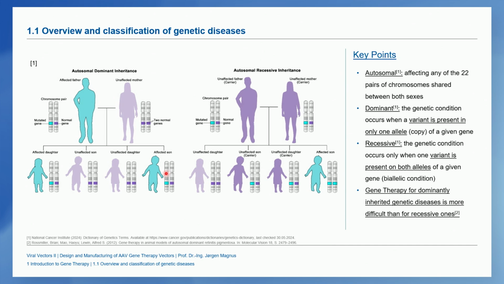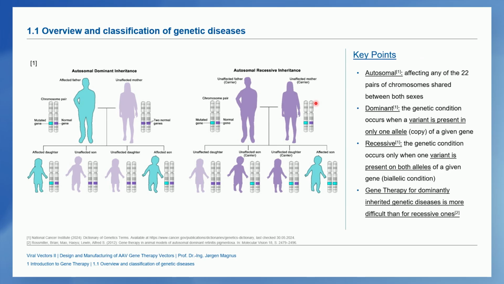In the case of recessive inheritance, we will have, for instance, two parents that are both carriers of mutated genes. So the father has one normal gene and one mutated gene, and he himself is not affected by it because it's a recessive disease. The same for the mother, where she also has one mutated gene and one normal gene.